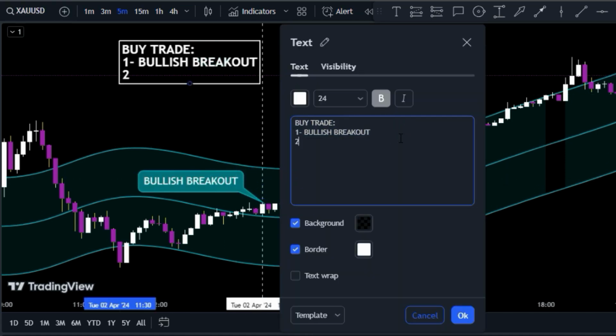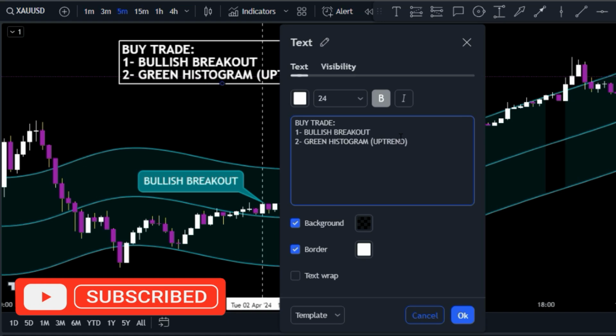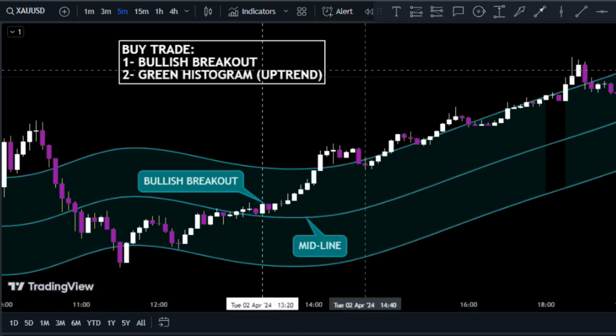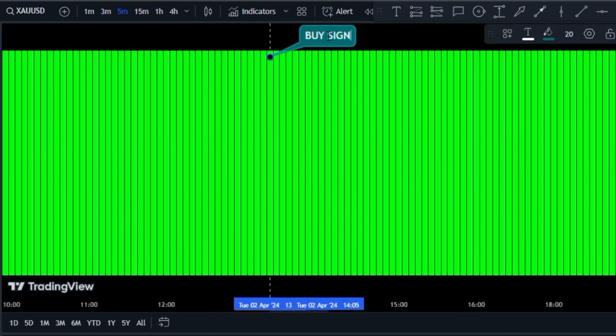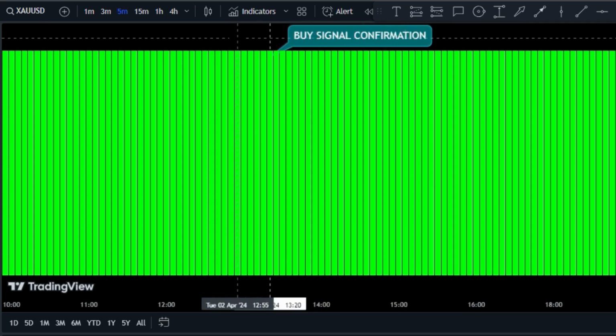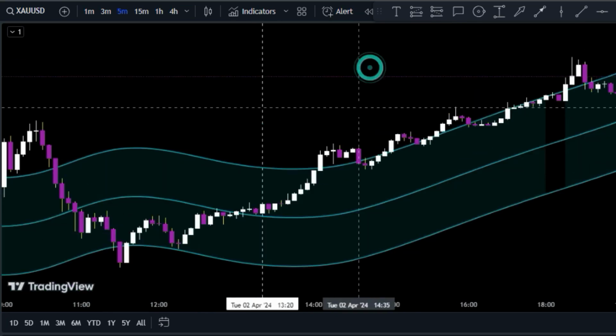Once you spot one on the chart, remember to make sure you're trading with the market trend. Take a quick look at the Donchian Trend Ribbon. If the histogram is green, that's an uptrend. So if both signals check out, you're clear for takeoff. Open the buy trade.